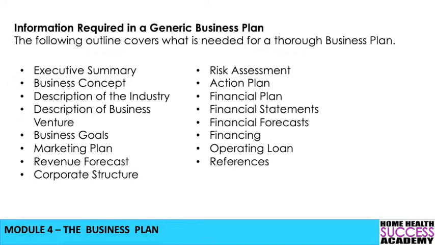These are some of the basic information that should be in your generic business plan. You need to have your executive summary, a business concept, description of the industry, description of the business venture, business goals, marketing plan, revenue forecast, corporate structures, risk assessments, action plans, financial plan and statements, financial forecasts, your financing, your operating loan, and your references.